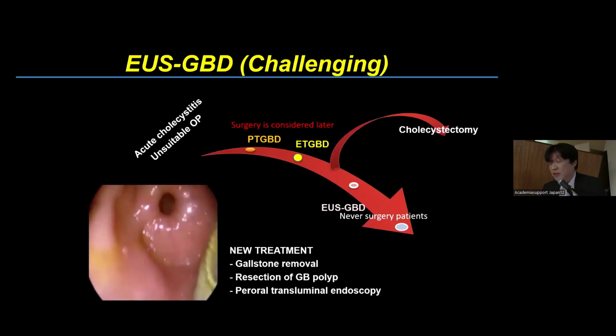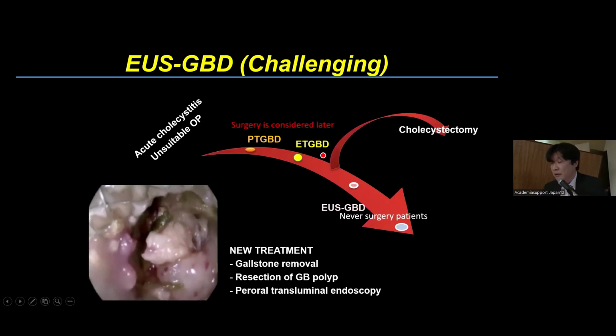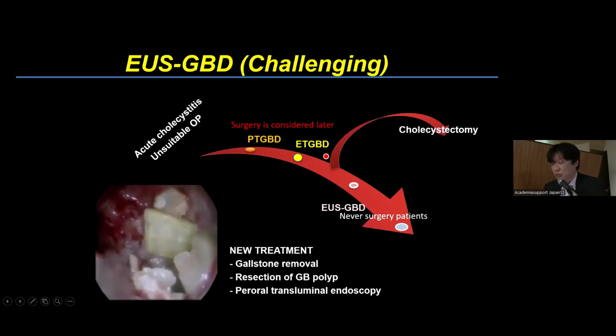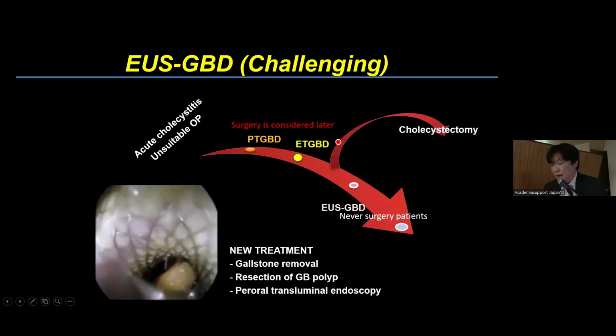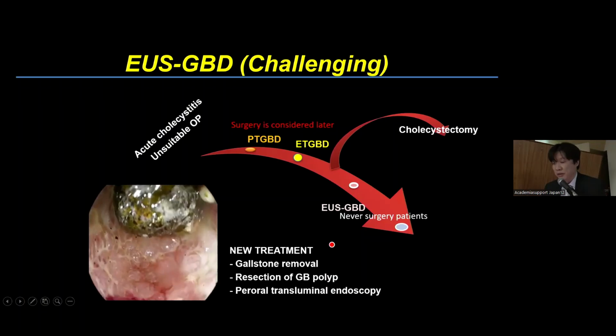As you know, EUS-GBD is very challenging, so surgery is considered later. PTGBD or ETGBD is the preferred initial treatment. However, in never-surgery patients, EUS-GBD is another option. After the LAMS is placed by EUS-GBD, new treatments such as gallstone removal, resection of gallbladder polyps, and transluminal endoscopy are possible.